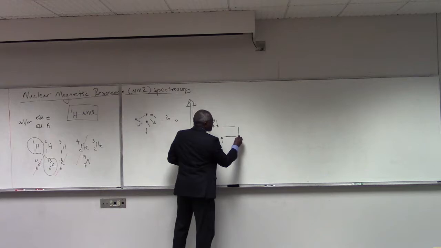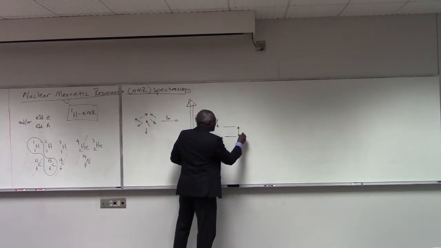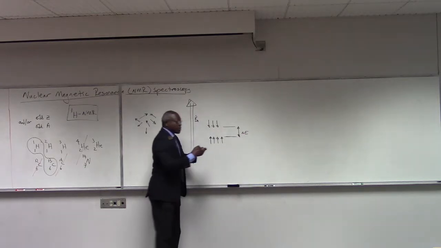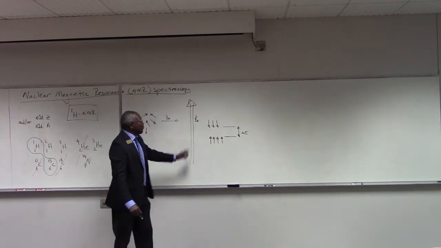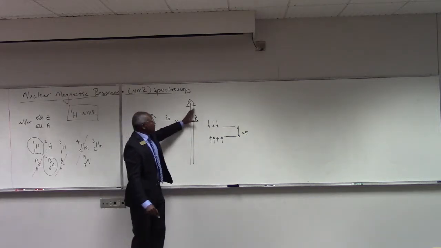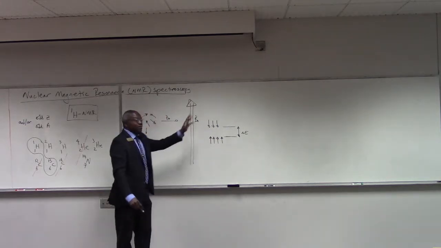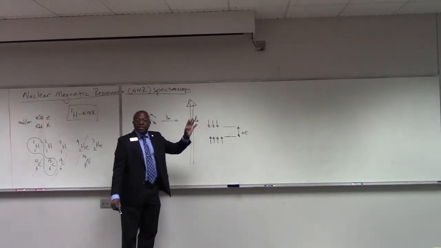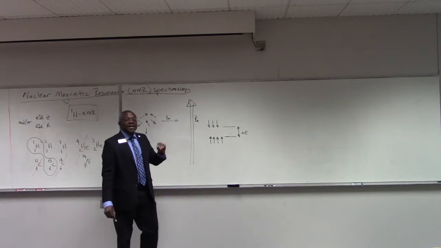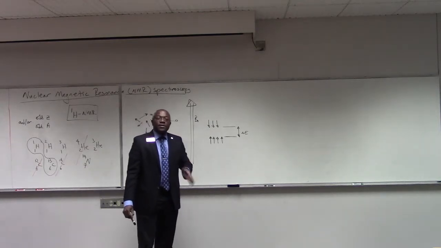So as a result of that, we create a delta E, which did not exist before we applied the field. If you remove the field, these all get randomized again, and there is no delta E. There's no energy difference. This delta E exists only in the presence of the applied field.